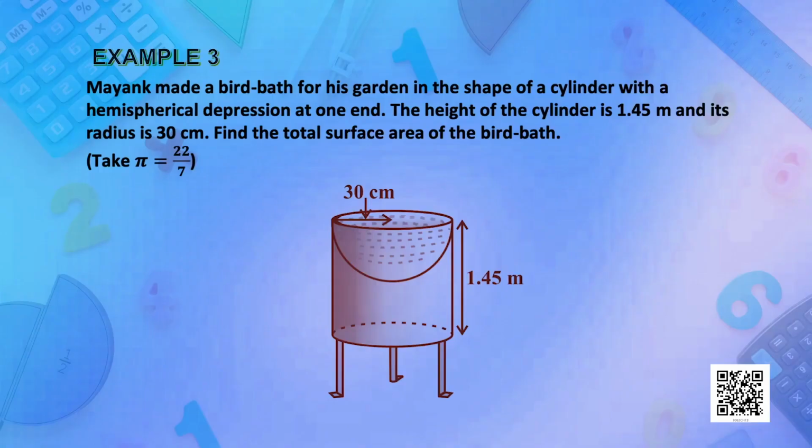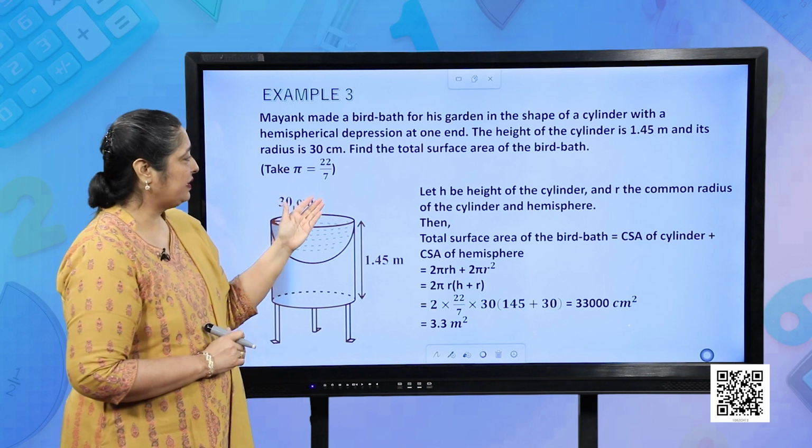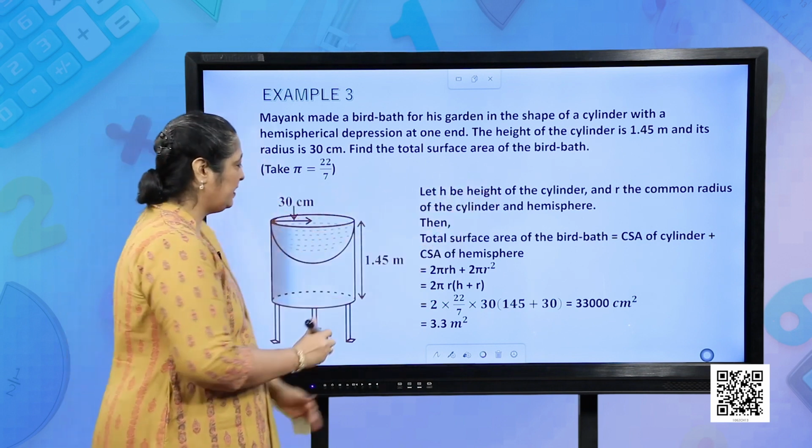Example number 3. Mayank made a bird bath for his garden in the shape of a cylinder with a hemispherical depression at one end. The height of the cylinder is 1.45 meter and its radius is 30 centimeter. Find the total surface area of the bird bath. Here again pi is equal to 22 by 7. Let h be the height of the cylinder. What is h?